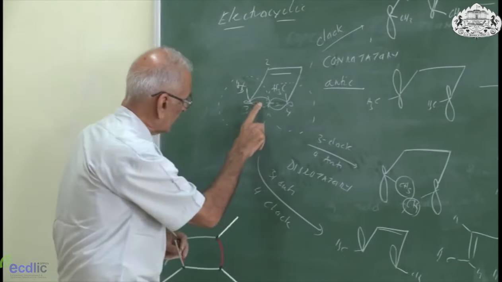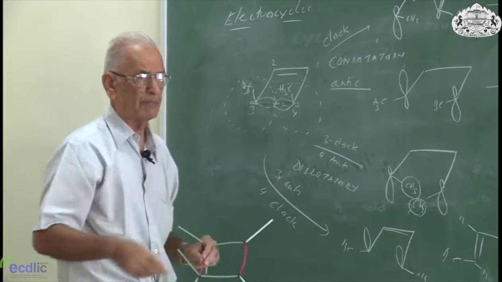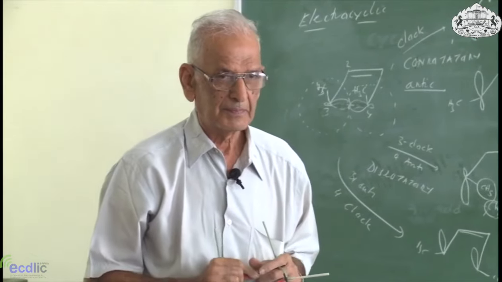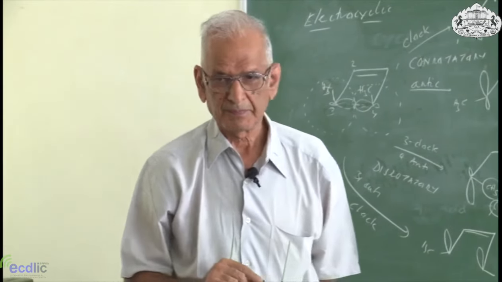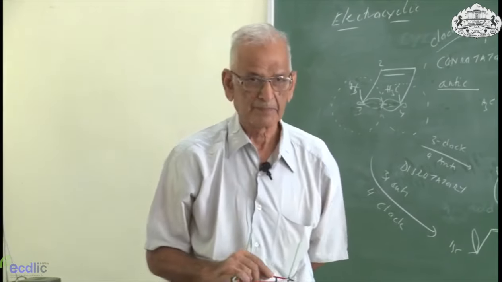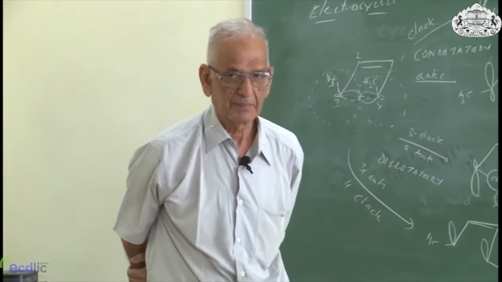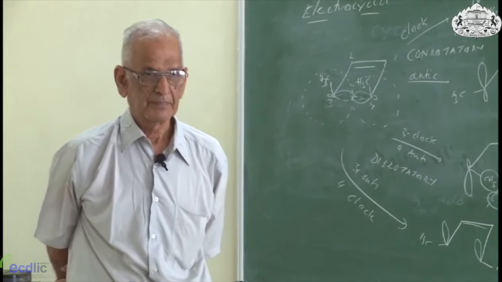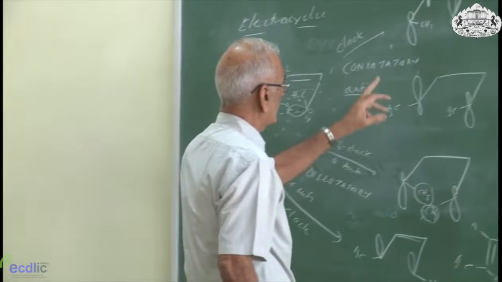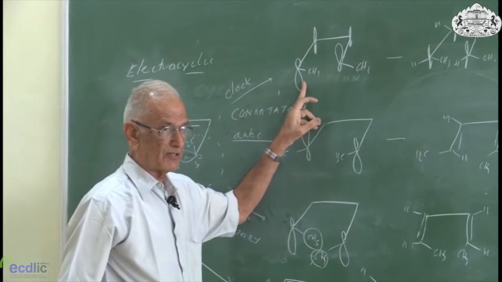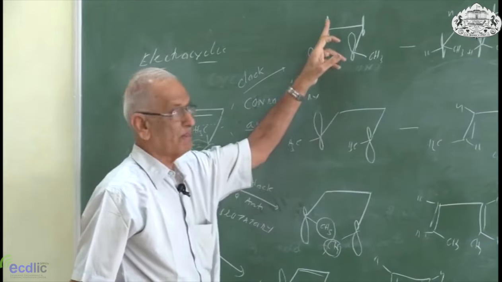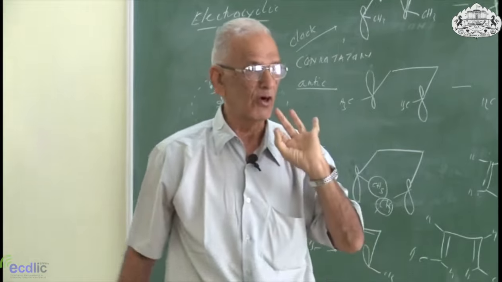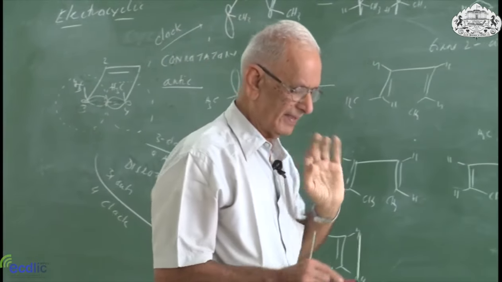Why did we move this from 3 position to 6 position? Why not 9 position? Why not 7 position? What did we say? This orbital is to be made into a p orbital, so it must be parallel to this. So I can only move it to 6 position or to 12 position. Okay? All right.